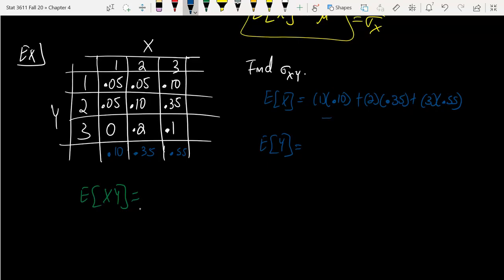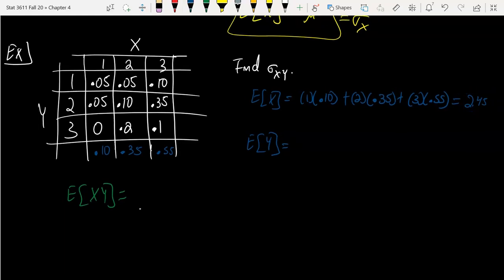And running that through a calculator, let's see, what do we get here? I've got 2.45. All right, looks good.